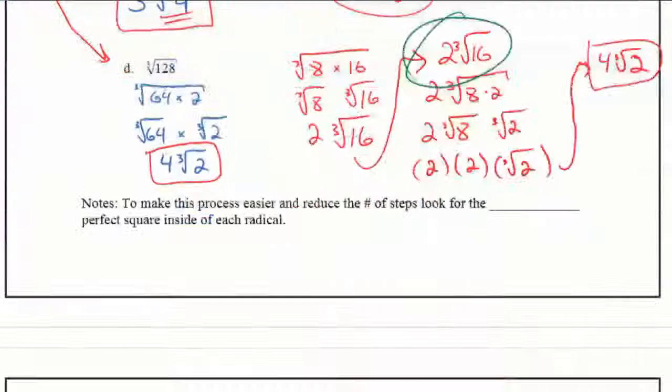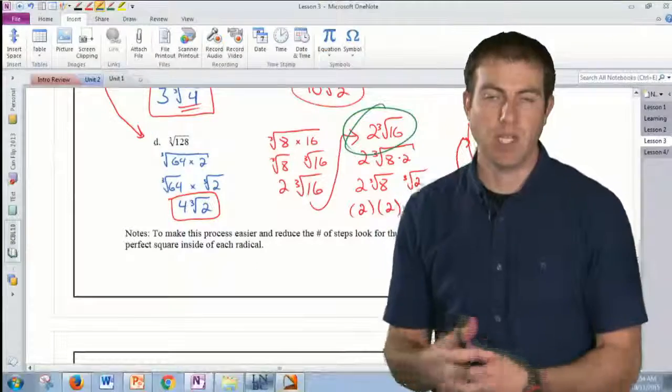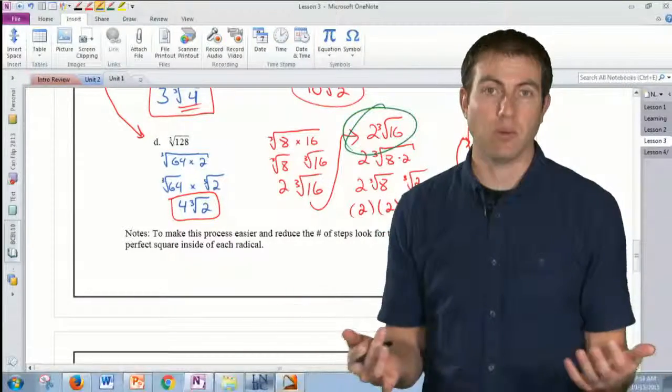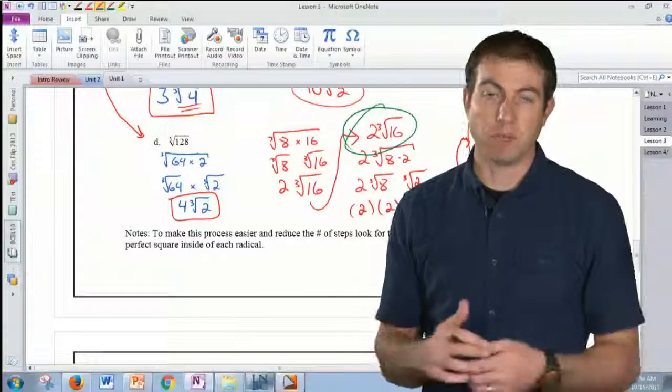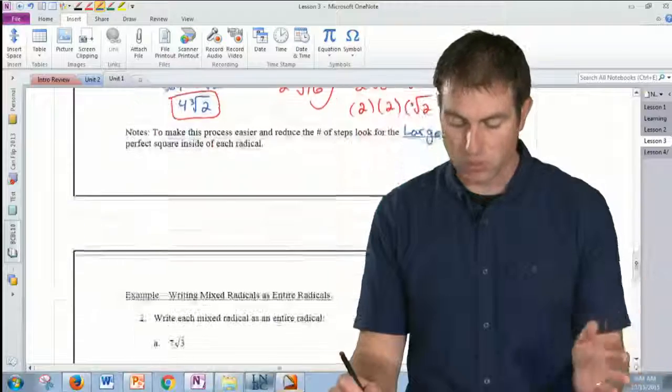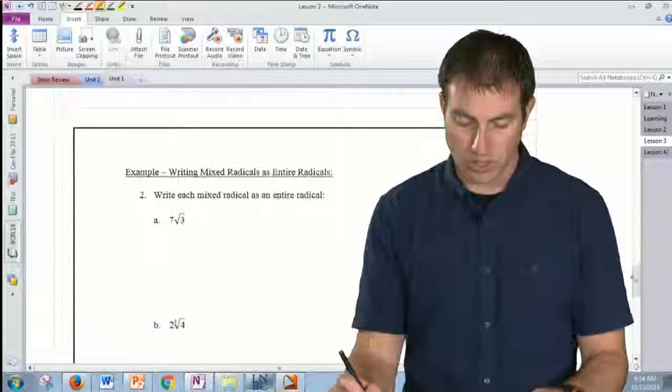So notes: to make this process easier and reduce the number of steps, look for the largest perfect square inside of each radical. So if you can find the biggest one, you do it in one step. If you find smaller ones, that's fine. There's nothing wrong with doing it that way. You're just going to have a few more steps. So don't be afraid to do it that way.